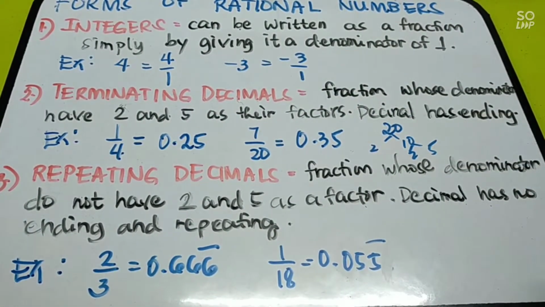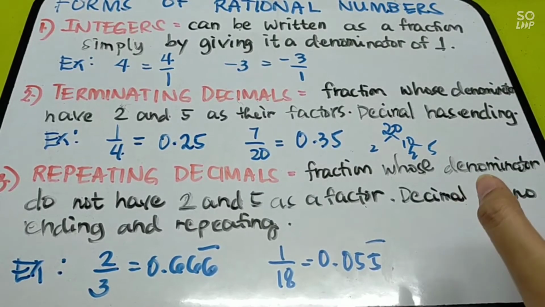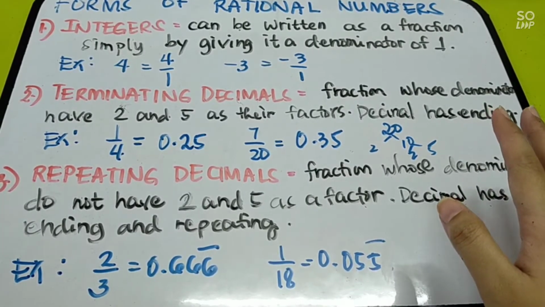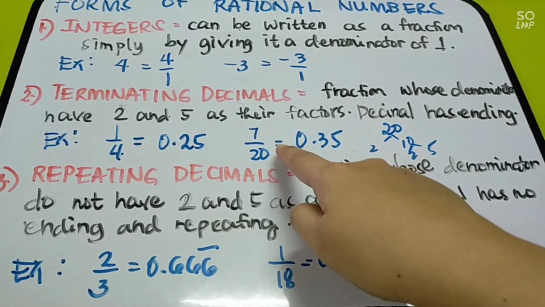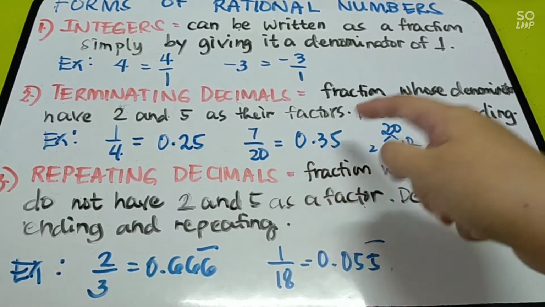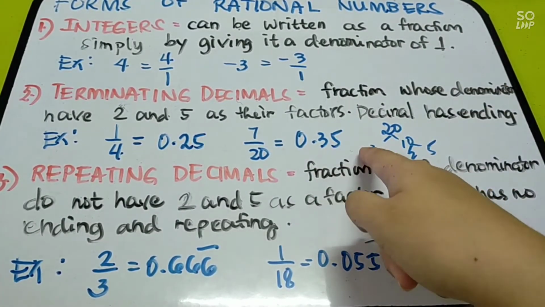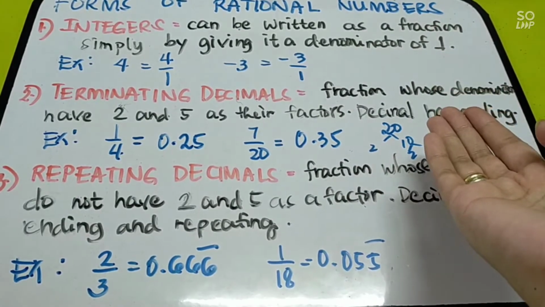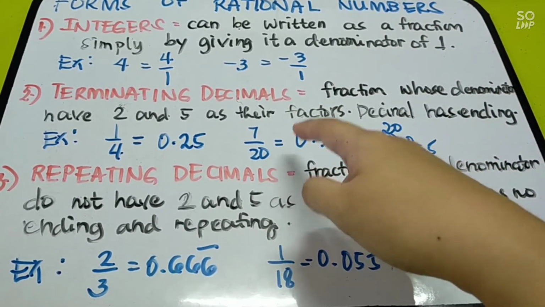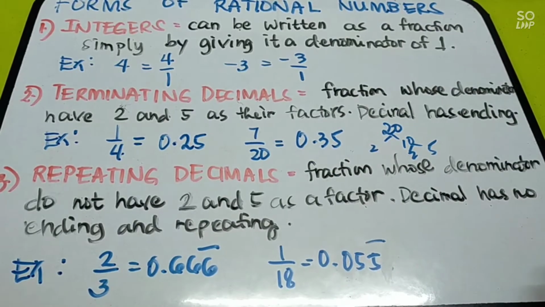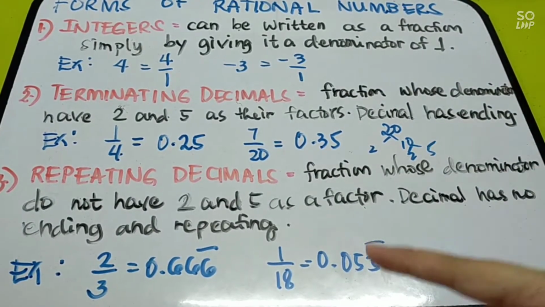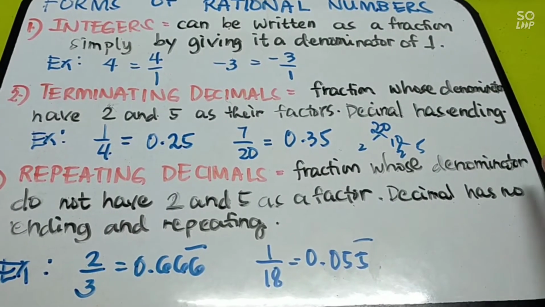So, ganun mo siya masasabi kung si fraction ay terminating or non-terminating. Alright? So, we have here 7 over 20 is equal to 0.35. So, meaning, may ending siya. Hanggang 0.35 lang yung sagot niya if you are going to change 7 over 20 into decimals. Is it clear? Next tayo, let us have the repeating decimals.